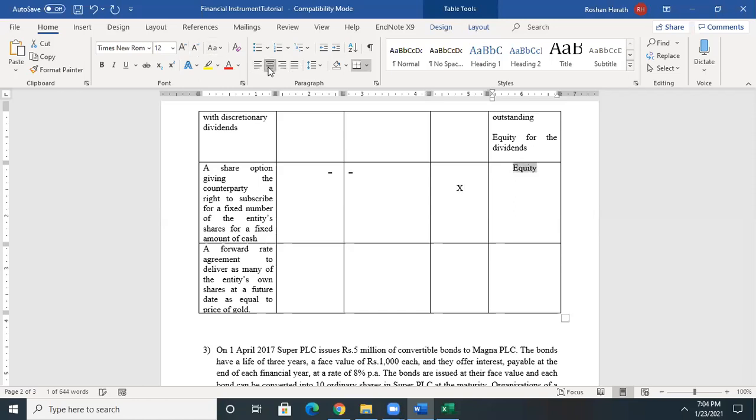Very correct. Good. Then the next one: a forward rate agreement to deliver as many of the entity's own shares at a future date as equal to the price of gold. So you have a particular obligation. You have entered into a kind of transaction that gives you an obligation to deliver as many of the entity's own shares. The particular transaction will be settling the entity's own shares at a future date as equal to the price of gold.